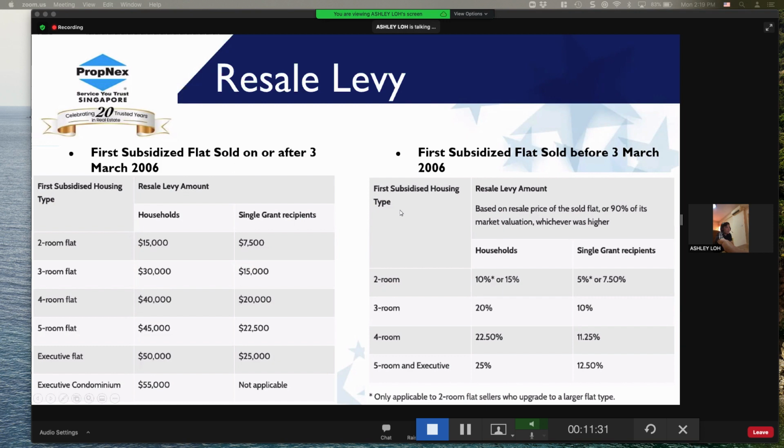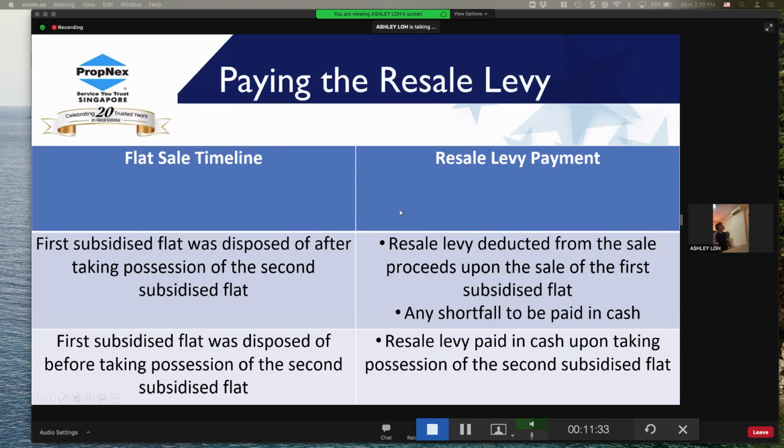Now, when will the resale levy be paid? If your first subsidized flat was disposed after taking possession of the second subsidized flat, your resale levy is auto deducted from the sale proceeds upon the sale of the first subsidized flat. Any shortfall will be paid in cash. Now, if your subsidized flat was disposed before taking possession of the second subsidized flat, the resale levy will be paid in cash. The keyword is paid in cash upon taking possession of the second subsidized flat.